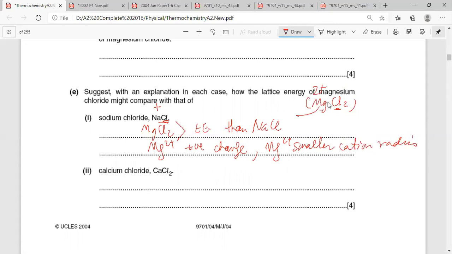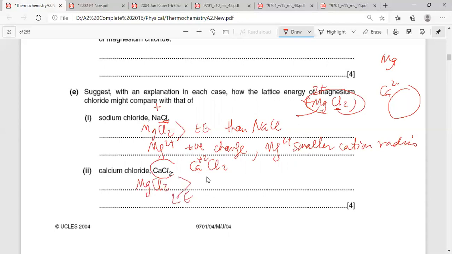Now, MgCl2 with calcium chloride. Both are in group 2, isn't it? Plus 2. So you cannot talk about the charge anymore. You must talk now about the radius. Magnesium is up here, calcium down here in group 2. So calcium 2 plus is bigger in size, a bigger radius. Lattice energy is inversely proportional to radius. Bigger radius means lesser polarizing power, so of course this will be lesser. So magnesium chloride is still greater than calcium.